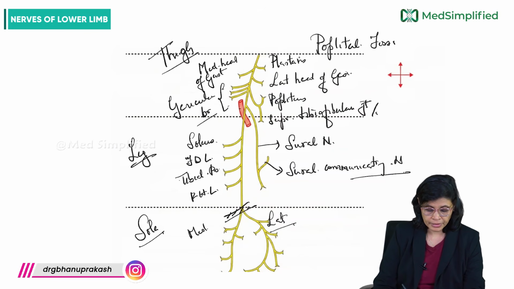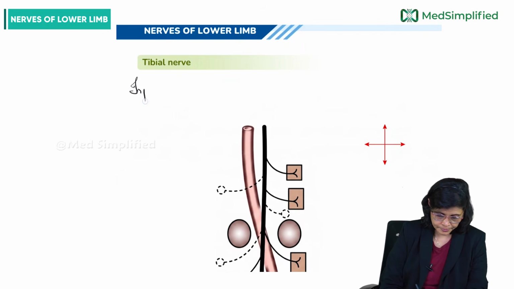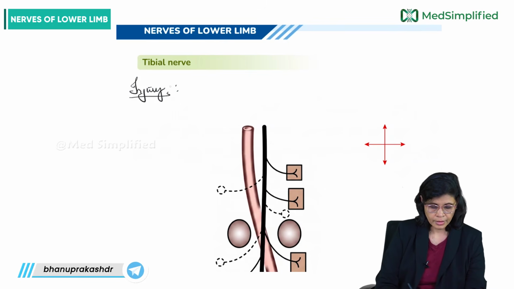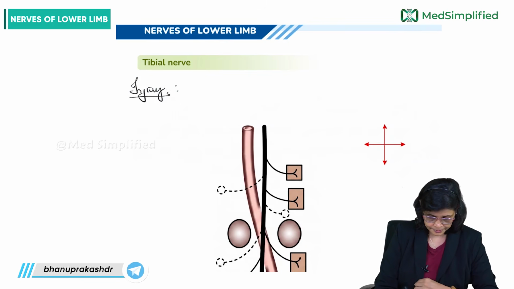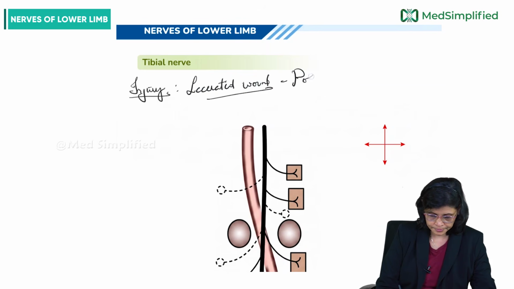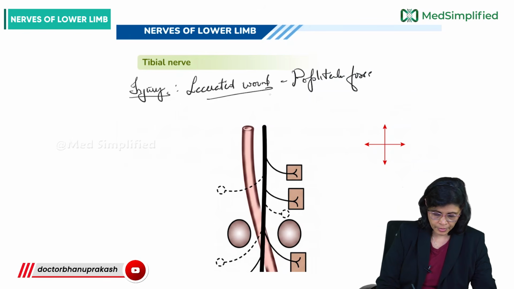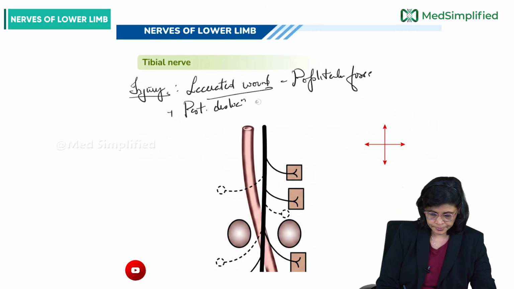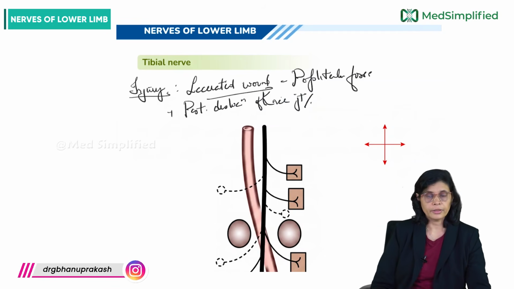So what will happen if the tibial nerve is injured? How can the tibial nerve get injured? Injury of the tibial nerve can occur by a lacerated wound, mainly in the popliteal fossa, or maybe because of a posterior dislocation of the knee joint. These are the main causes for the injury of the tibial nerve.